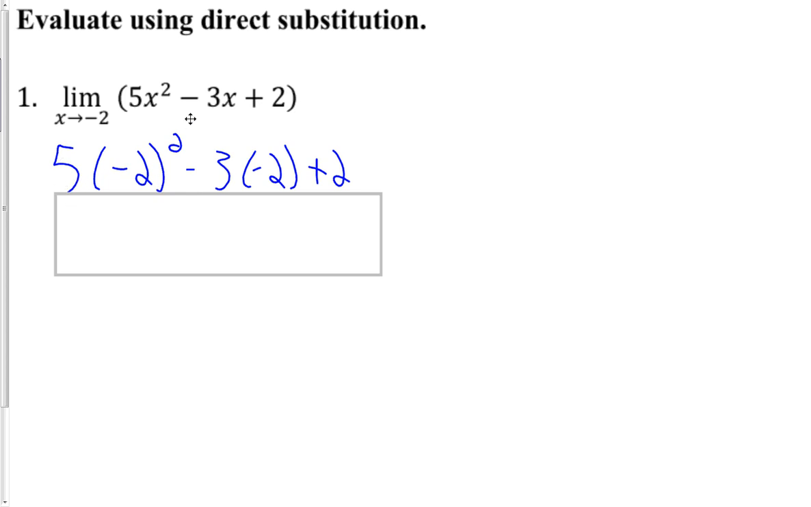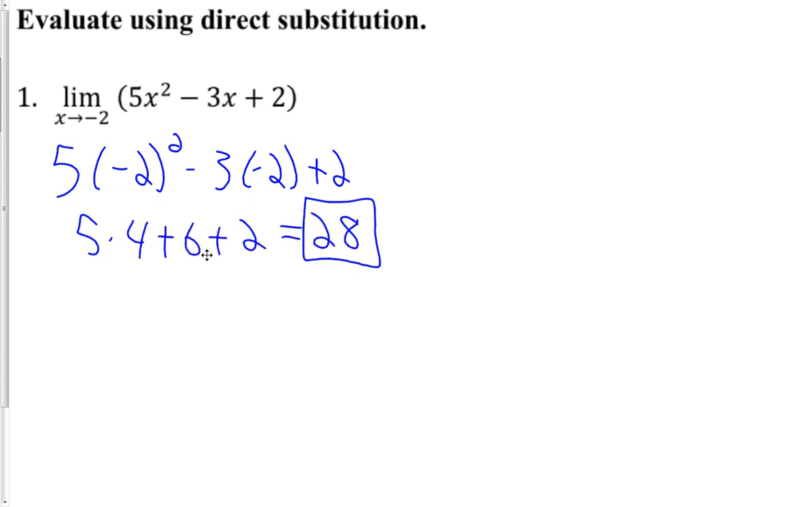So 5 times negative 2 squared minus 3 times negative 2 plus 2. Negative 2 squared is 4, so 5 times 4 is 20. Negative 3 times negative 2 is 6. 20 plus 6 plus 2 is 28, and that is our limit because we got a nice number.